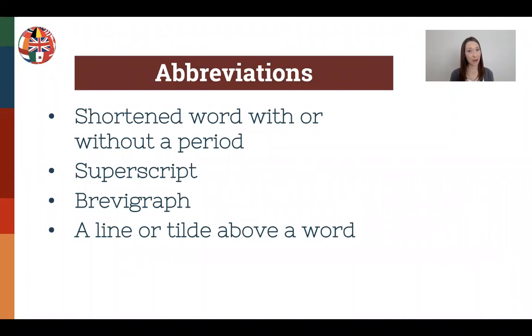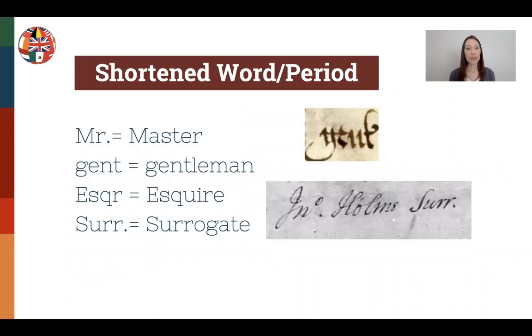Abbreviations in old handwriting come in a bunch of different ways. There's shortened words that either have a period or don't have a period, and those are pretty familiar to us. We're used to seeing that. Then there's the superscript, a brevigraph, or a line or a tilde above a letter or a portion of the word where they have removed letters. So we're going to start with the easier one, the shortened word or the period.